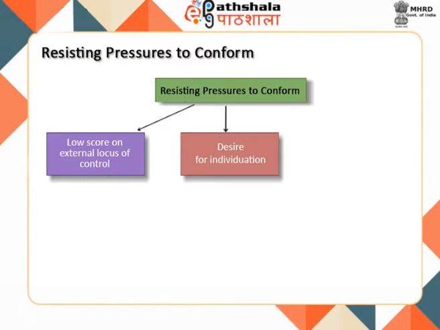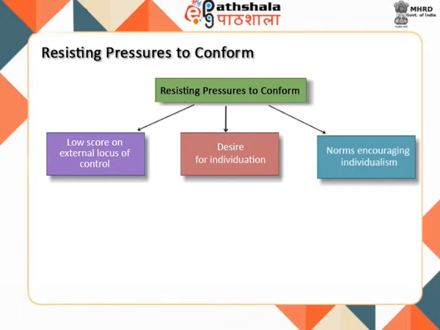Another factor related to resistance to conformity is related to norms that encourage individualism. Some groups have informal rules that emphasize individual preferences and choices. Such norms encourage individuals to maintain an identity of their own.